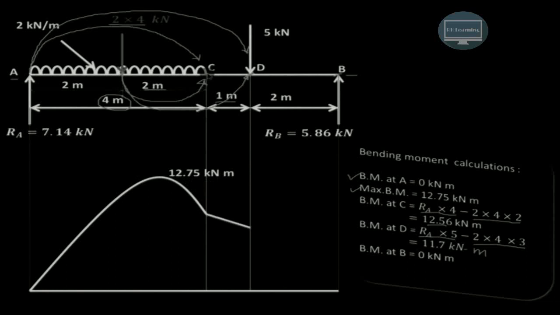At point C, the moment is 12.56. Then at point D, it is 11.7, and at point B, it is 0. So that will complete our bending moment diagram.